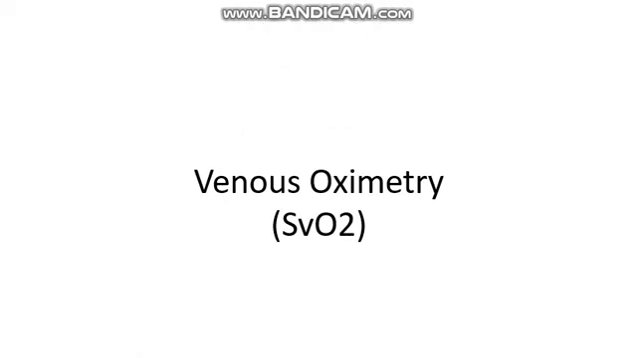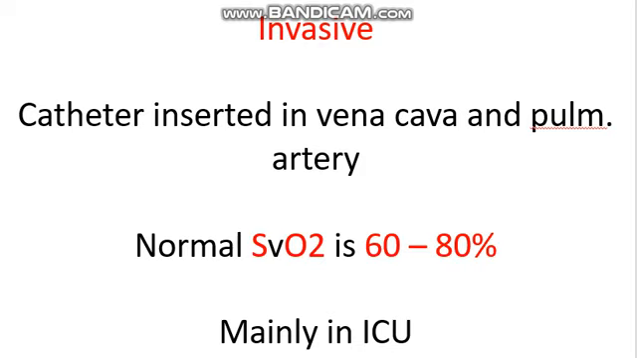Venous oximetry is invasive. A catheter is inserted in the vena cava and pulmonary artery. A normal SvO2 is 60 to 80%. It is used mainly in ICU.